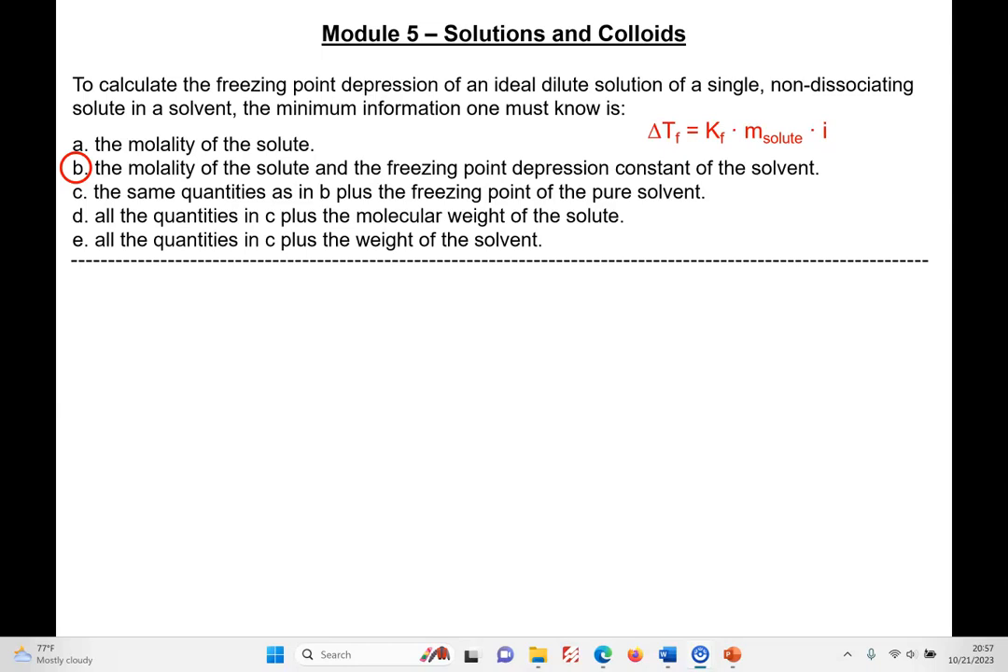Now, it's not C because if we ask for the freezing point of the pure solvent, we could then calculate the new freezing point, which is great, except that's not what the question's asking.